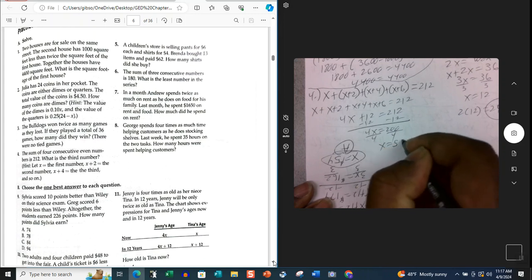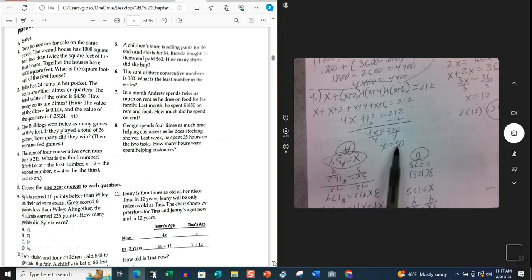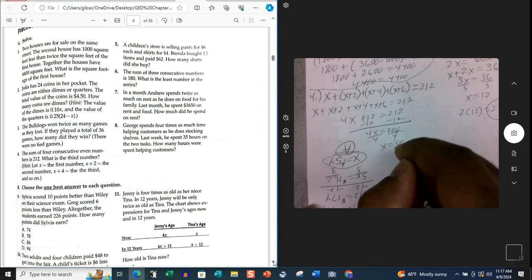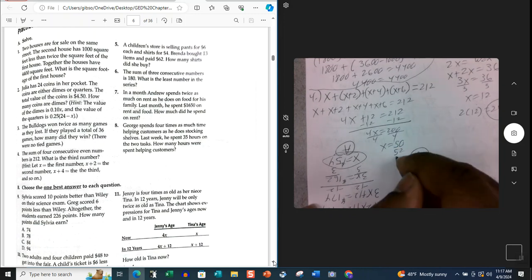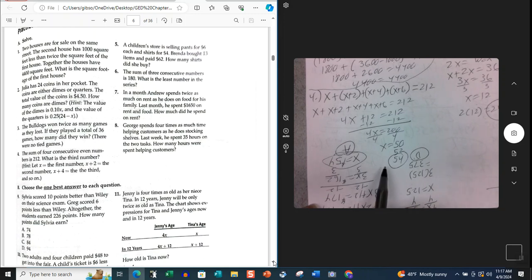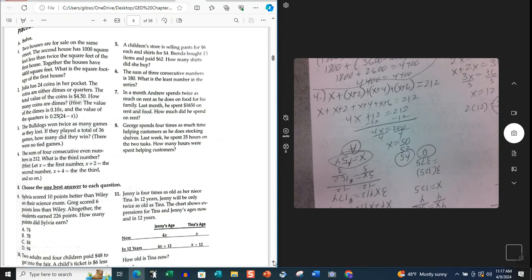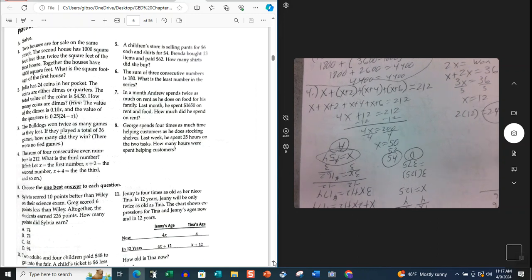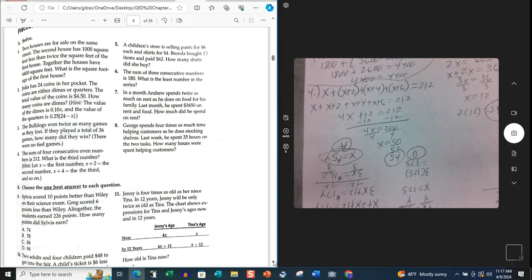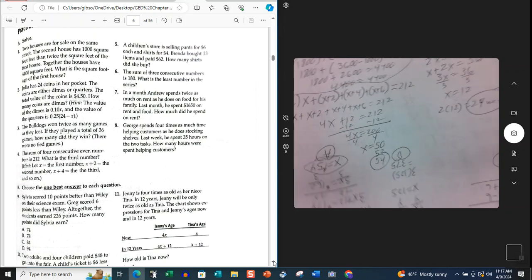and x is 50. So remember, 50 is the first number. 52 must be the second number, and then 54 must be the third number. So your answer here is 54. All right, because we wanted the third number. Okay, so we're done with problem number 4. Let's look at number 5.